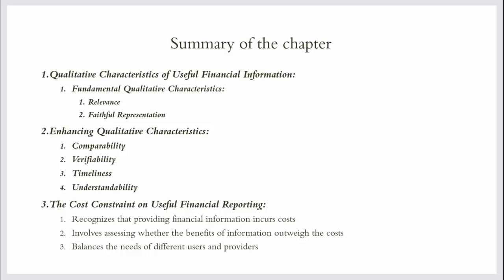2. Enhancing qualitative characteristics. Comparability. Enables users to identify and understand similarities and differences between items. Verifiability. Assures users that information faithfully represents the phenomena it purports to represent through direct or indirect verification. Timeliness. Information must be available in time to influence decisions. Understandability. Information must be presented clearly and concisely, making it comprehensible to users with reasonable knowledge.